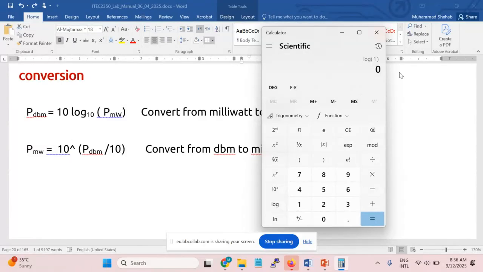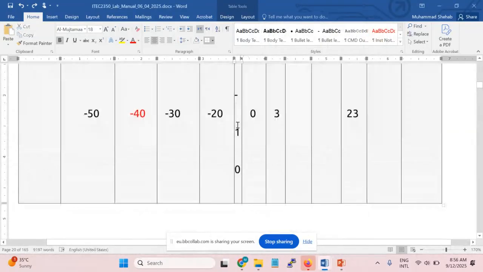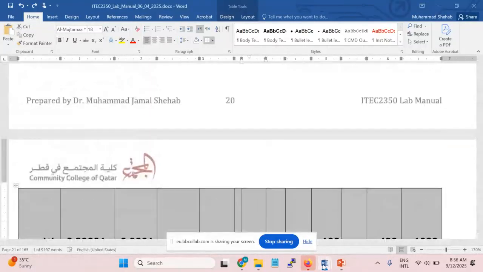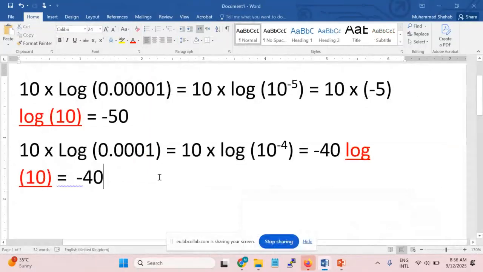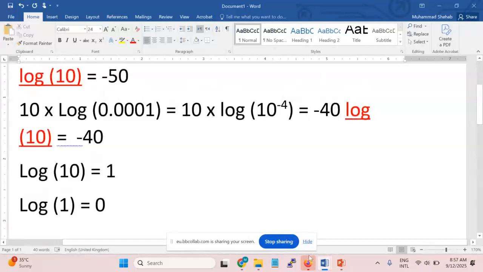Log 1 is always 0. We have mentioned this in the lecture. Log 1 is always 0. Times 10 equals 0. So basically, log 1 is always 0. And log 10 is always equal to 1. So log of 10 equals 1 always. Log of 1 always equals 0.